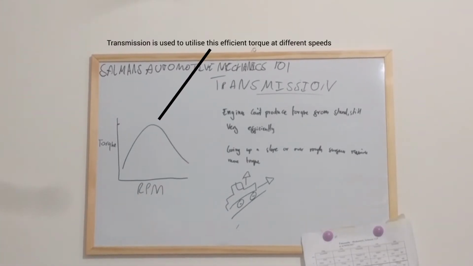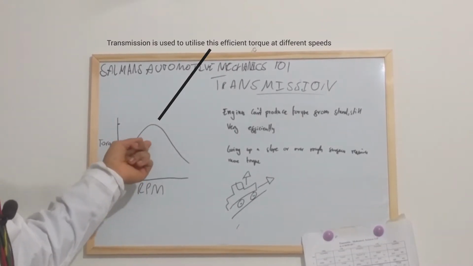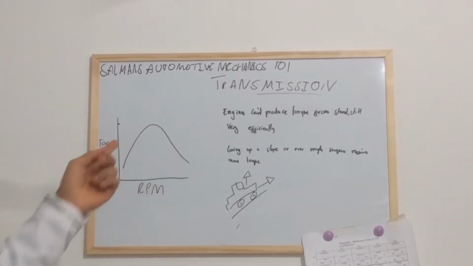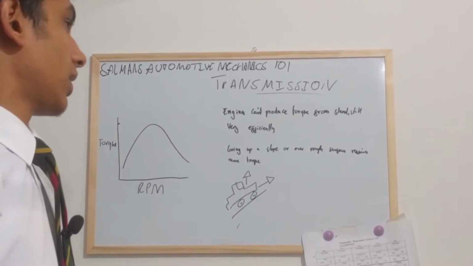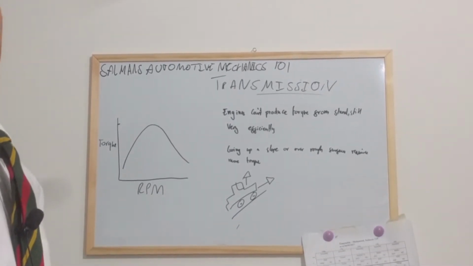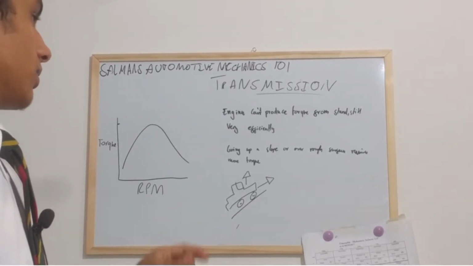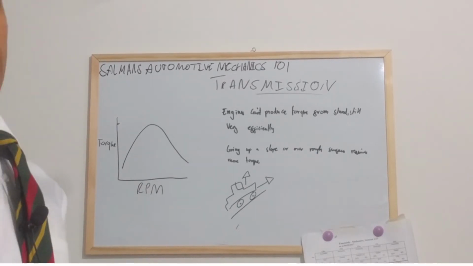Why do cars need transmission? Well, the IC engine can only produce efficient torque at a certain rev range. So transmission is there to take that efficient torque and use it at every speed. It makes the most of the engine, so it is most efficient. Also, engines can't produce torque from standstill very efficiently, so you have to go up the gears in order to reach speed. And also, going up a slope or over rough surfaces requires more torque, so if you were to put it into a lower gear, that would give you more torque with each wheel spin.